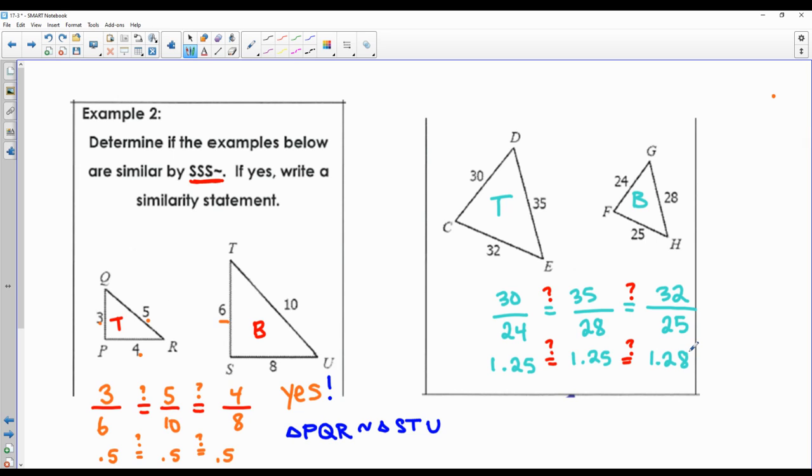Oh, it's close, but they cannot be close. They have to be exactly the same value, to as many digits as your calculator will do. So even if they're close, and it looks like they're pretty similar, they are not similar. So this one is a no answer. And you love the no's because guess what? You don't even have to do a similarity statement. No is just the end, and you're done with that problem.